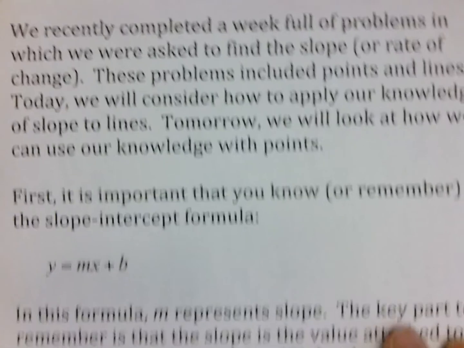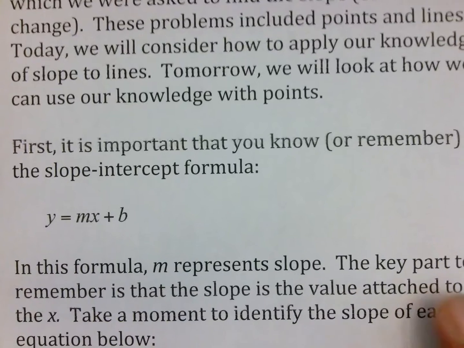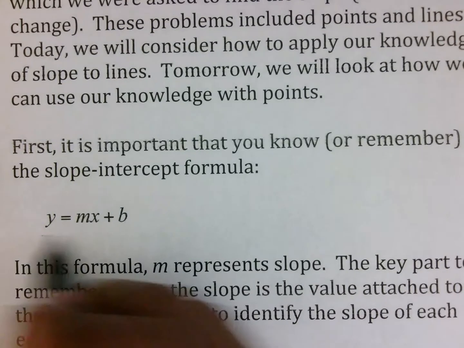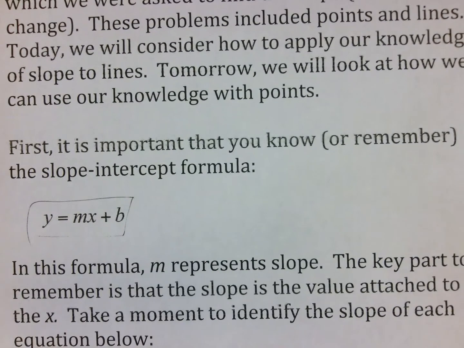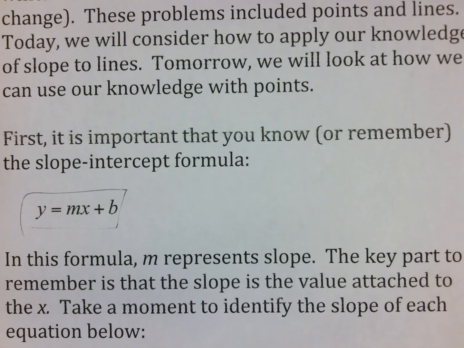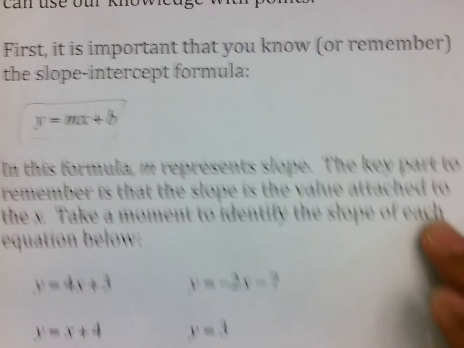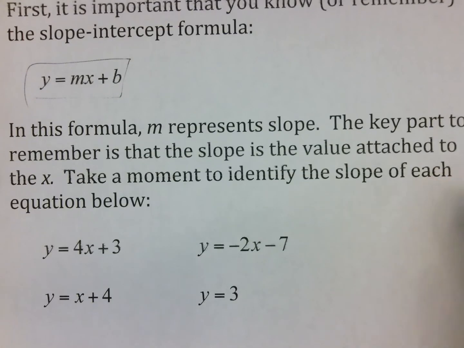First off, it's important that you know or remember the slope-intercept formula, so please write this in your notes, which is y equals mx plus b. In this formula, m, the letter m, represents slope. The key part to remember is that the slope is the value attached to the x. So take a moment to identify the slope of each of these equations below with me real fast.